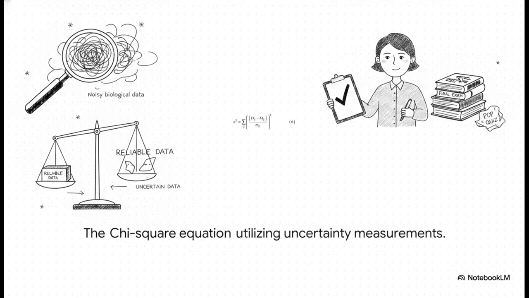Think of it like a teacher grading a class. This new equation forces the algorithm to put massive weight on a heavily proctored, highly reliable final exam and put way less weight on a quick, chaotic pop quiz.